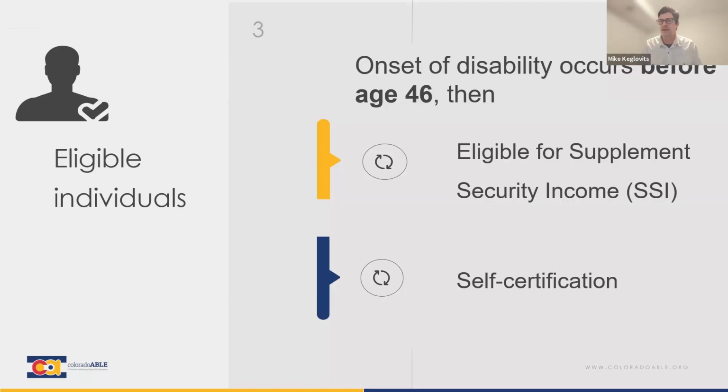If the disability happened before age 46 and they're on SSI or SSDI as a result of a disability, they can open an ABLE account. If they're not on SSI or SSDI, they can still qualify. They just need a doctor's letter, and they're supposed to get that annually if they're not on SSI or SSDI. You do not need to submit that doctor's letter to ABLE. They just keep it on file and get it updated annually.